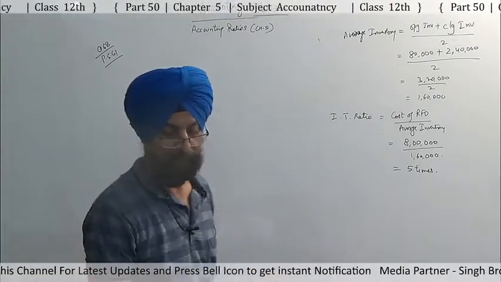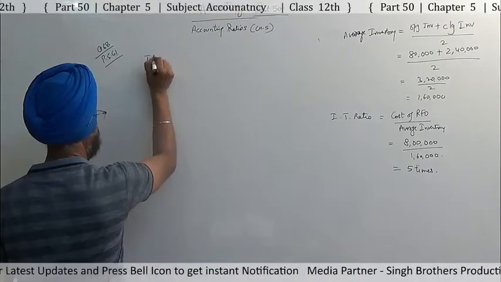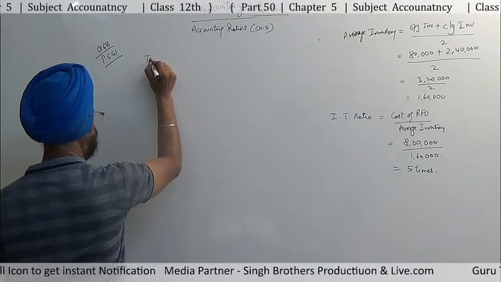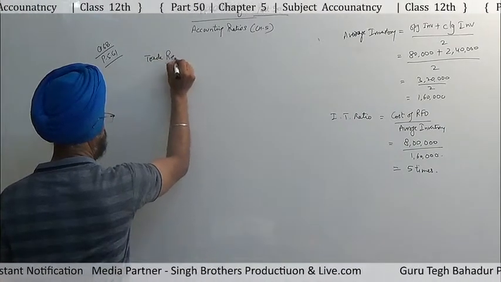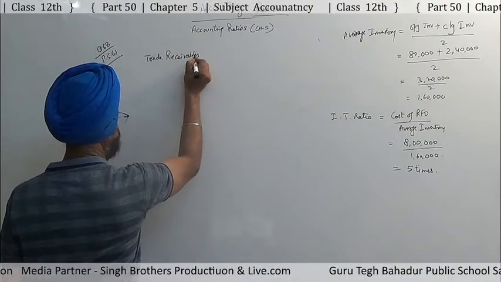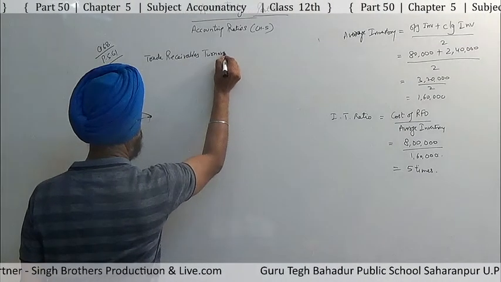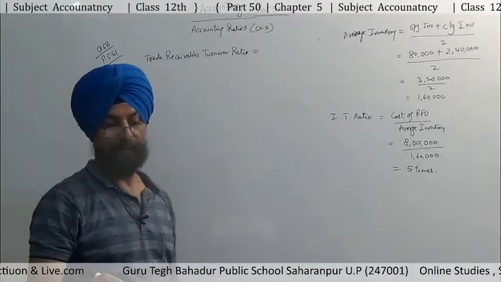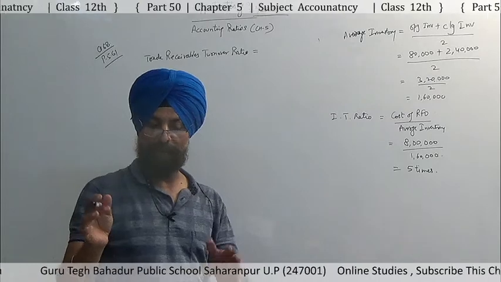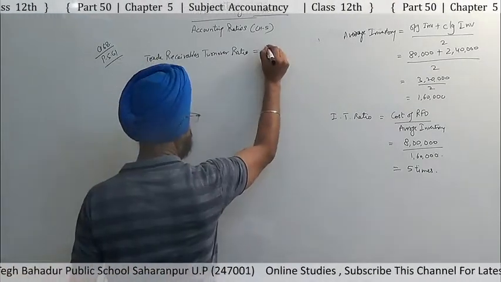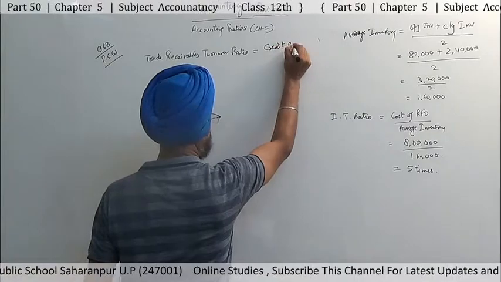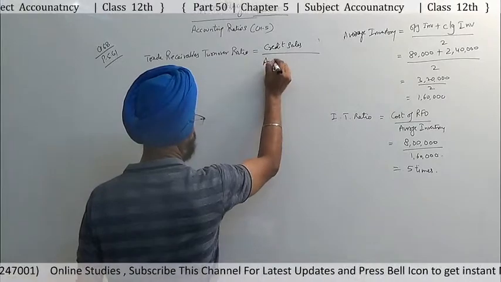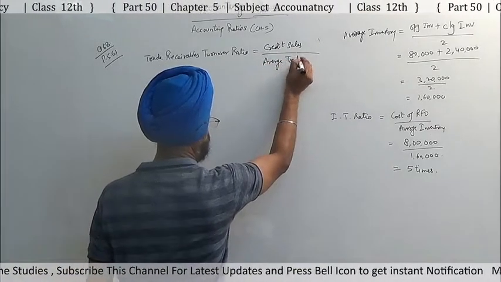Trade receivables turnover ratio, first of all see its formula. Trade receivables turnover ratio equals to credit revenue from operation means credit sales upon average trade receivables. Credit sales upon average trade receivables.